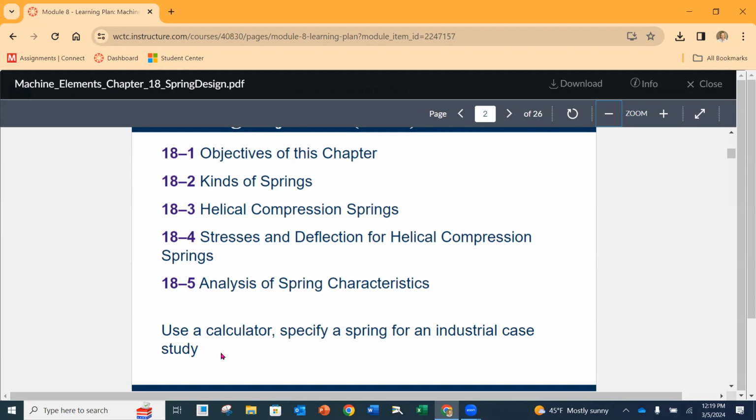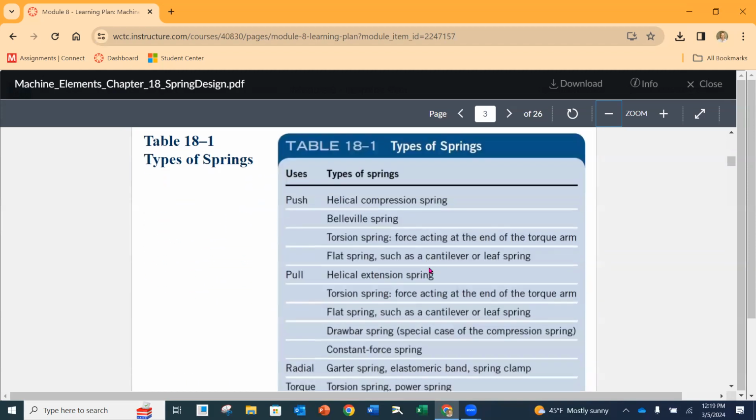So we're also going to be using a calculator that's going to help us specify a spring for an industrial case study or an industrial application. All right. Now, on the next page, Table 18.1 gives us a category of different types of springs. What's nice about this table is that the left-hand column identifies the use, or what is actually going to happen. What is the action that's going to occur? And then the type of spring that speaks to that.